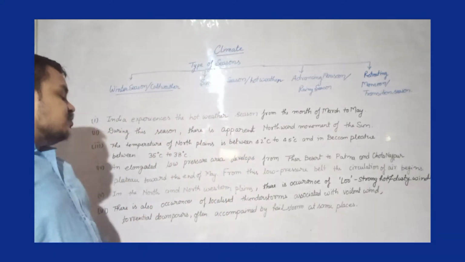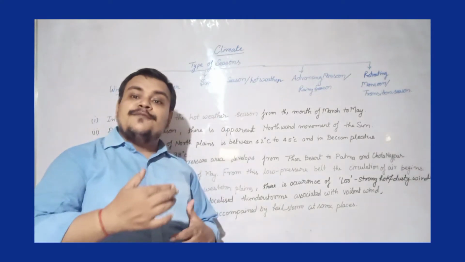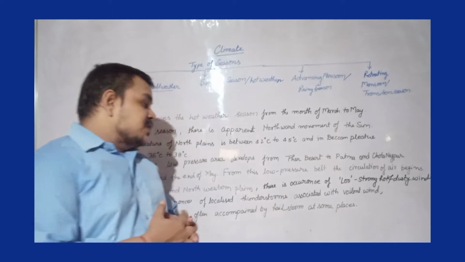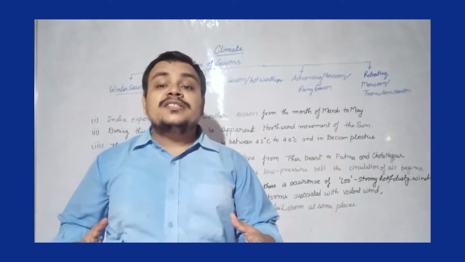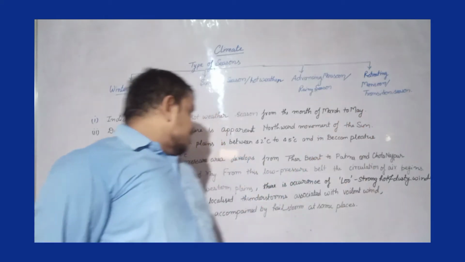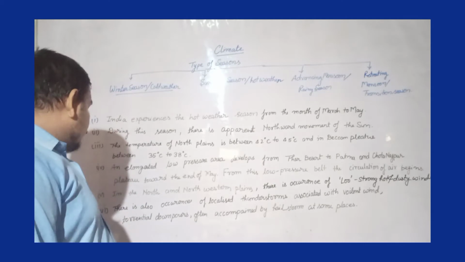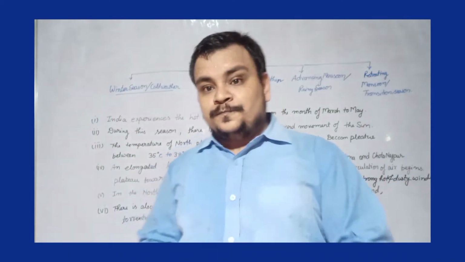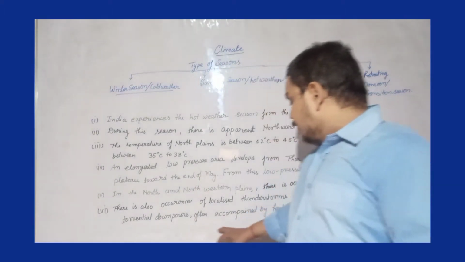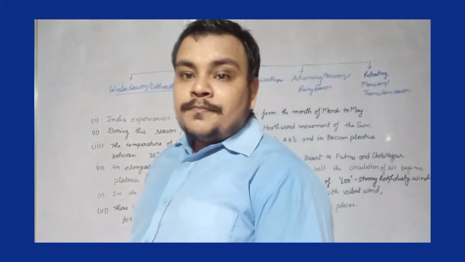Here, there is also the occurrence of localized thunderstorms. Sometimes we face thunderstorms associated with violent winds. Violent means high-speed winds, and also torrential downpours. Torrential means high-speed rainfall. It often comes accompanied by hailstorms at some places.